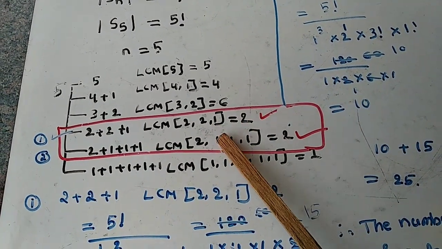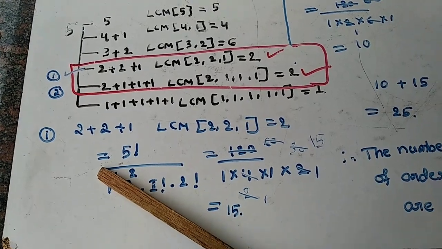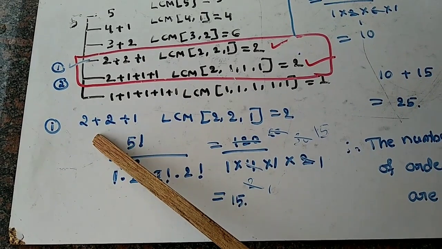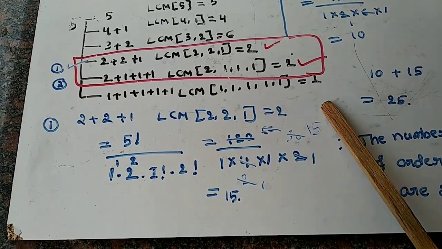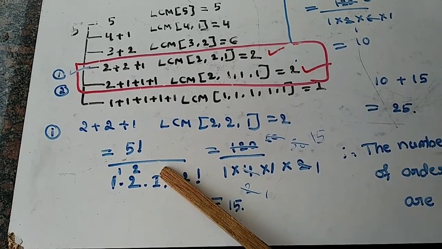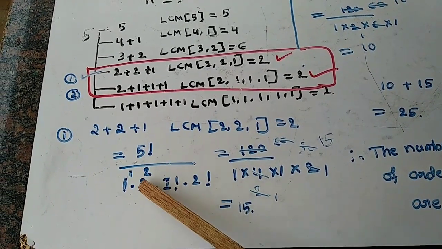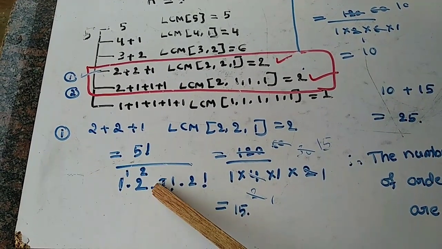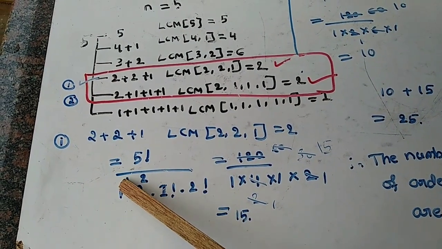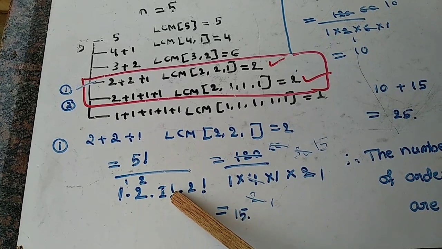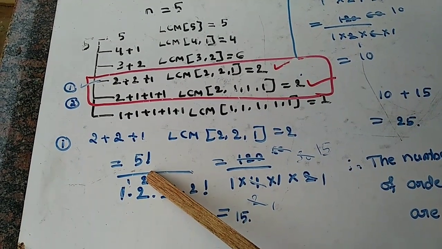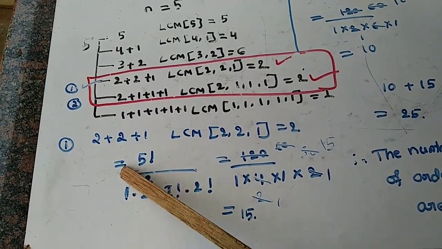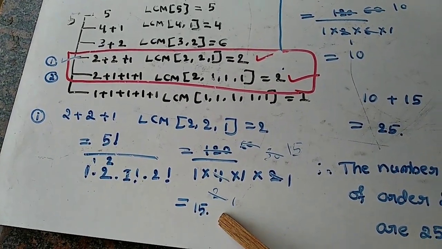So you have to choose these two options. After choosing these two, you have to apply the formula separately, for this one separately and for this one separately. Okay. So here 2 plus 2 plus 1, LCM of this gives me 2. Therefore you have to apply the formula. So 5 factorial divided by, here 1 repeats 1 time, therefore 1 raised to 1. Here 2 repeats 2 times, therefore 2 raised to 2. Into, here I have 1, therefore I am going to write 1 factorial. Here I have 2, so I am going to write 2 factorial. After this, just do a simplification and you will get your answer as 15.